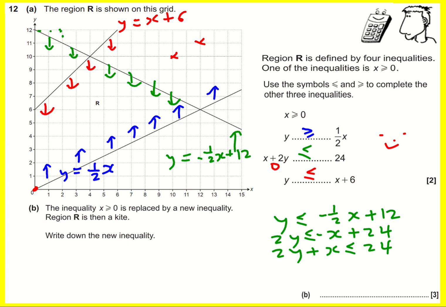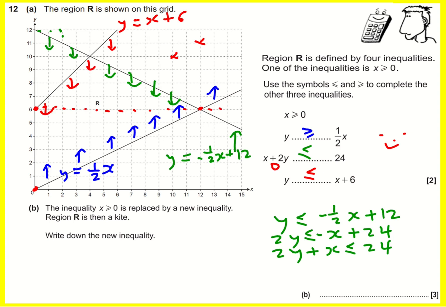We're then told that the inequality x is greater or equal to 0 is replaced by a new inequality. By the way, that would be this vertical line here. And region R becomes a kite. Write down a new inequality. So how am I going to get a kite here? Well, presumably this is going to form part of the kite. Therefore, there's something that's going to go on. I need this here. This is going to be my line of symmetry along the kite.